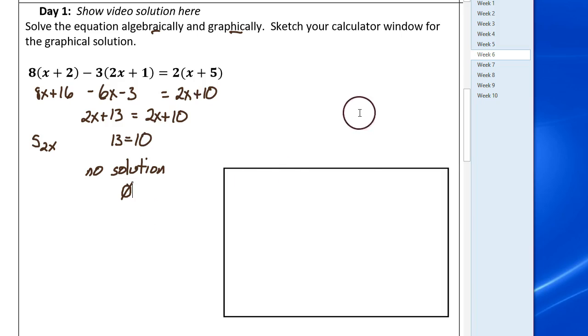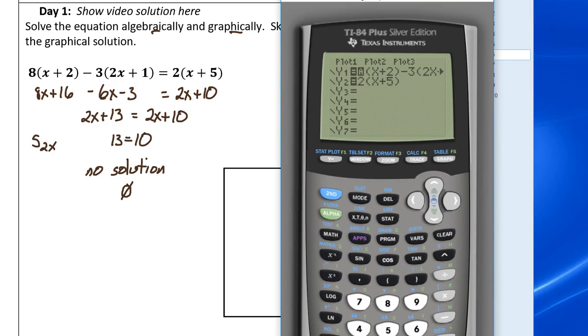To do this, you use your calculator. So let me drag my calculator onto the screen. Push the y equals button, and for y1, type in the left-hand side of the equation.